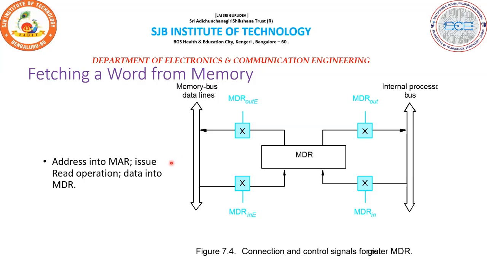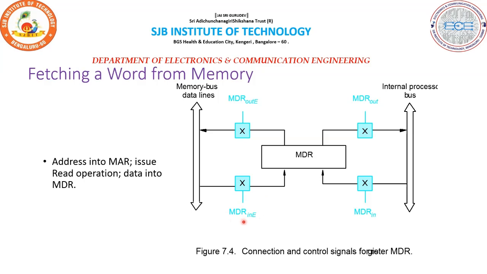At the same time, the processor uses the control lines of the memory bus to indicate that it is a read operation. So one, it is going to send the address, and another, it is going to send the control signal for the read operation. When the requested data is received from the memory, it is stored in the MDR register. At that time MDR in E is going to be activated.